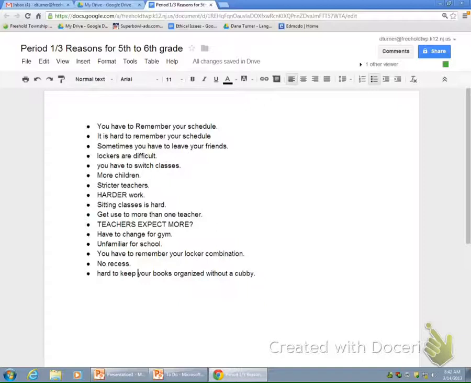I don't get that. Why is it different? Get used to more than one teacher. Teachers expect more. Have to change for gym. Unfamiliar to school. You have to remember your locker combination, no recess, and it's hard to keep your books organized without a cubby or a desk. I don't mean a cubby, I meant desk.